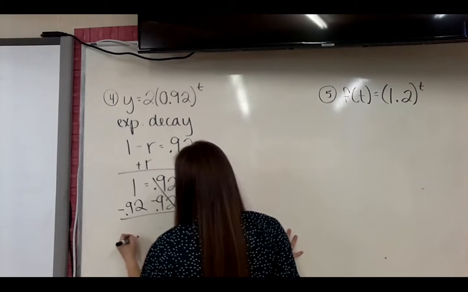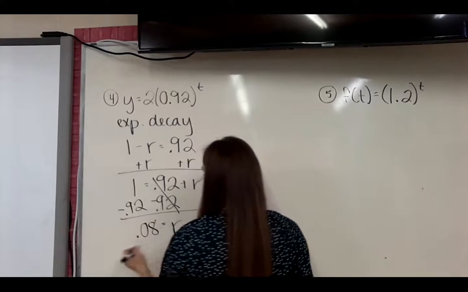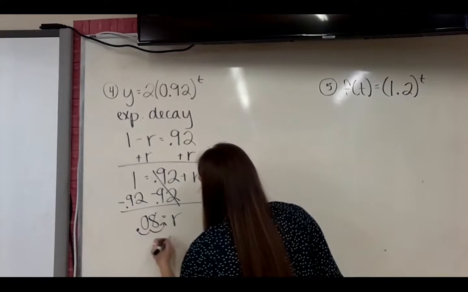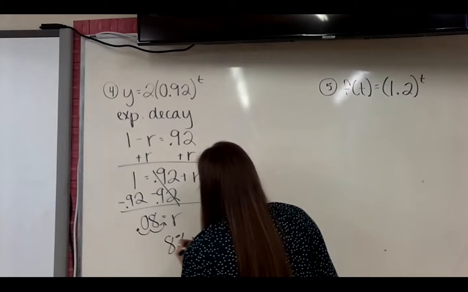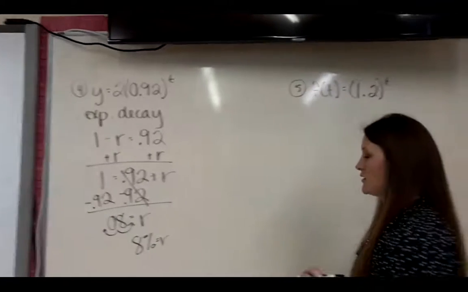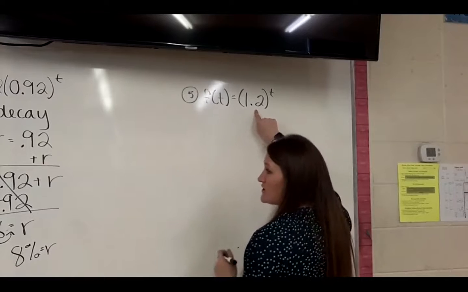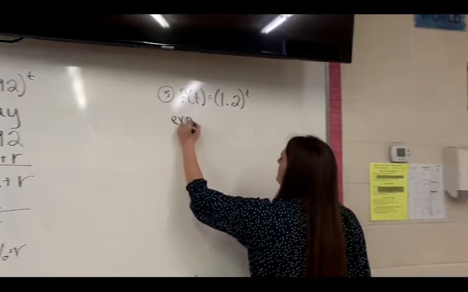So we get 0.08 equals r. And remember, r is an interest rate. So r is 8% on number 4. Okay, on 5, 1.2. That's bigger than 1, so we already know it's exponential growth.